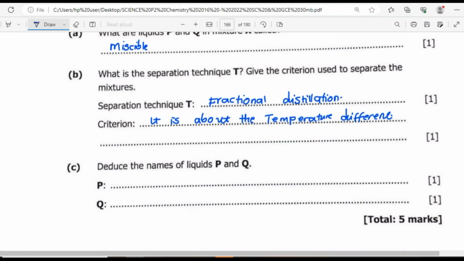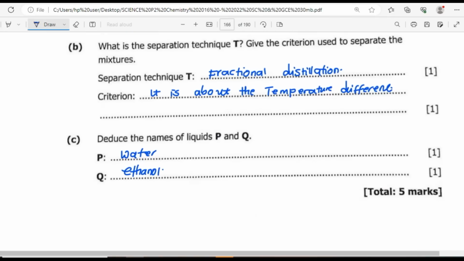Deduce the names of liquids P and Q. So P can be water, Q can be ethanol, because water and ethanol mix completely.